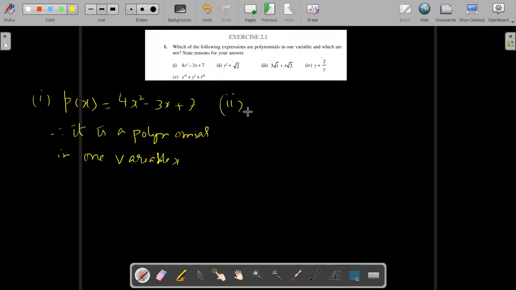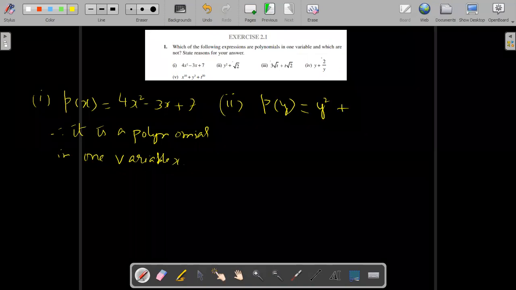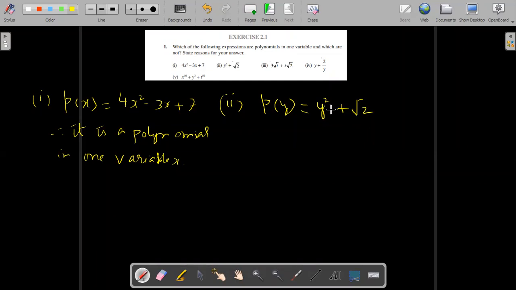Second: we have to just check the power. Here, most of you are getting confused when you have a root in the constant term. A constant term can be a root. This is a polynomial because the power of y is 2, so its degree is 2. It is a polynomial in one variable y. Before it was x, now it is y.